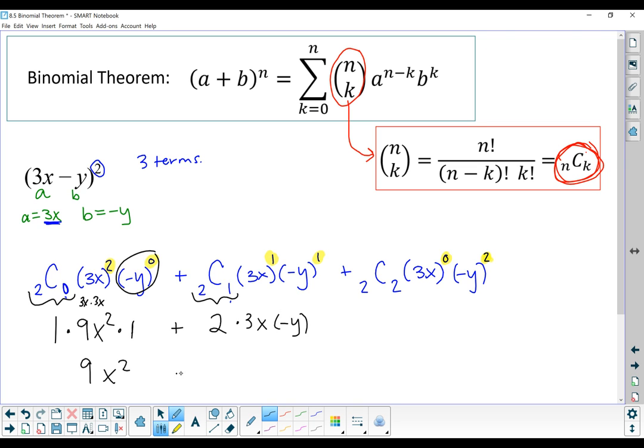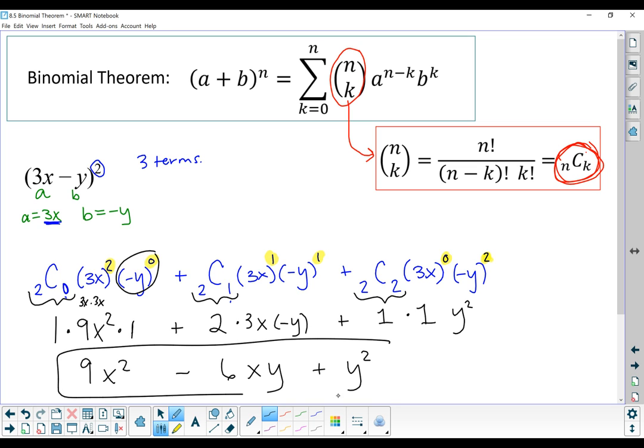So this ends up being negative 6xy. And now we're ready for our last term. If we type 2C2 into our calculator, that's 1. 3x raised to the 0 power is 1. And then negative y squared is the same as y squared. So our last term is y squared. So that would be our solution. And that is the same answer as I got when I multiplied it out by hand distributing earlier.